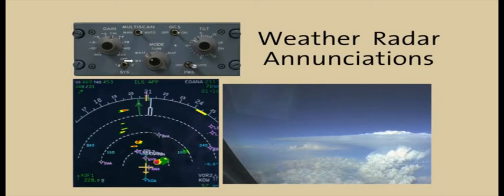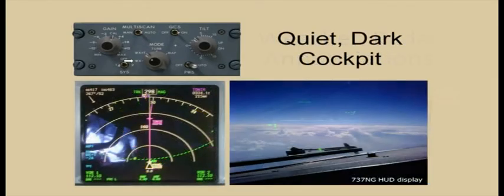One significant difference between multiscan in auto and a traditional radar is that weather below the aircraft flight path, or non-threat weather, is not displayed. Multiscan uses the quiet dark cockpit philosophy. In other words, if it is not a threat, it is not displayed.